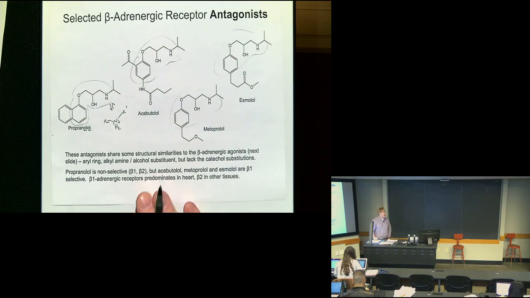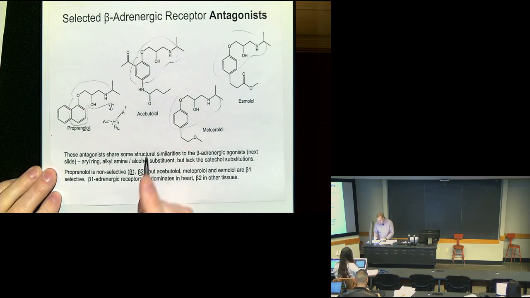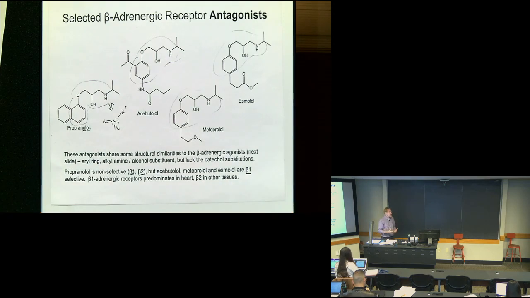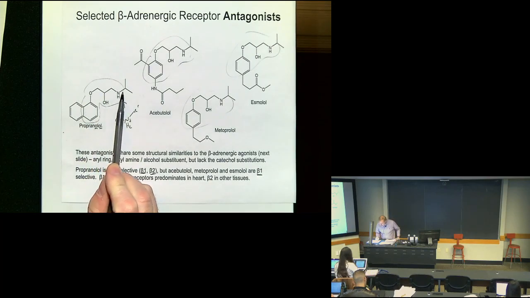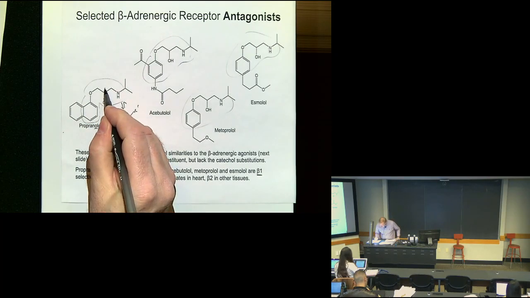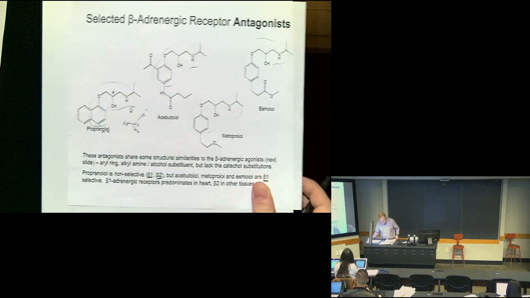Okay, back to the antagonists that lack that catechol function. The propanolol, it's non-selective, so it antagonizes both beta 1 and beta 2. But the rest of these are actually more beta 1 selective, beta 1 being the ones that predominate in the heart. So they're a little bit more selective drugs. Now, if you look at this structure, you do notice that there is a chiral center in here. There's 4 different substituents attached to that carbon.